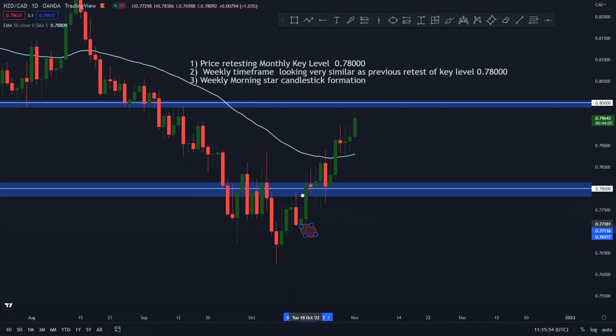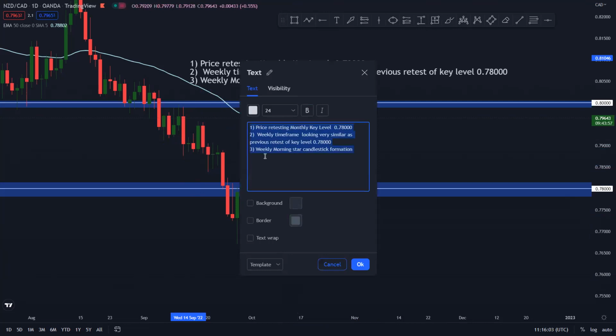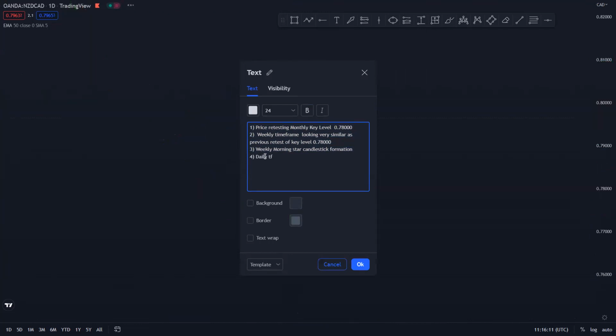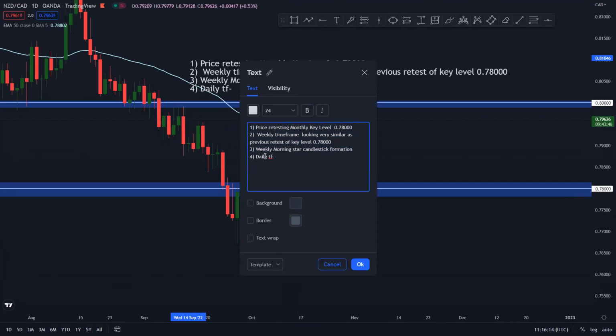So clearly the daily time frame perspective has shifted from what? From a downtrend to uptrend. So we have daily time frame structure shift from bearish to bullish.